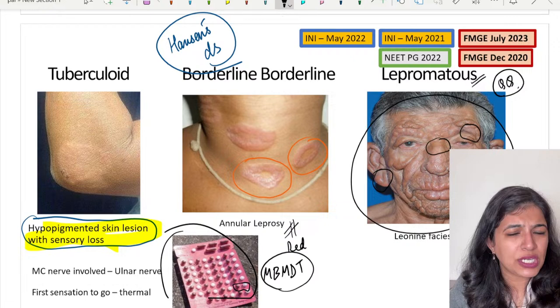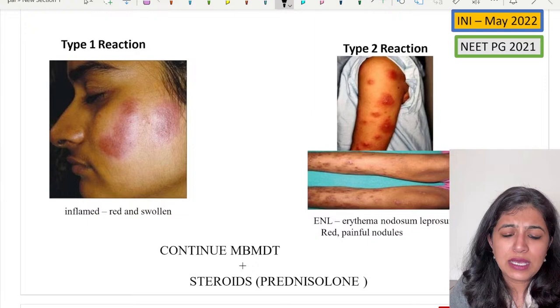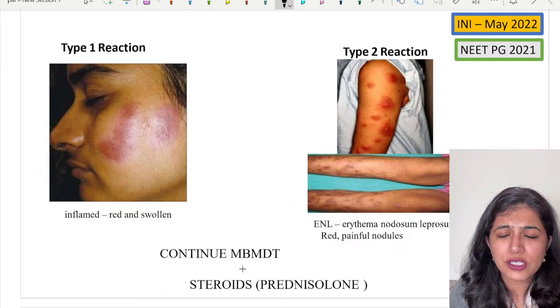One thing you have to remember about BT is it is the most common type of leprosy in India and it is having satellite lesions. When a leprosy patient starts treatment, the bacteria are killed. These antigens can elicit an excessive immune response which is called as leprosy reaction.